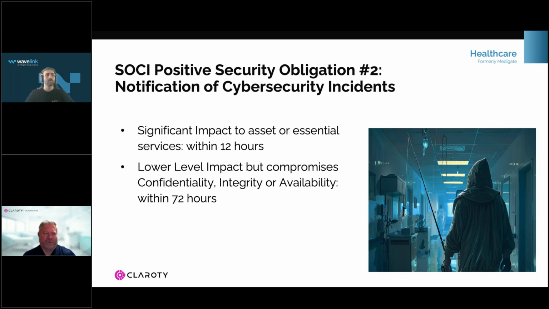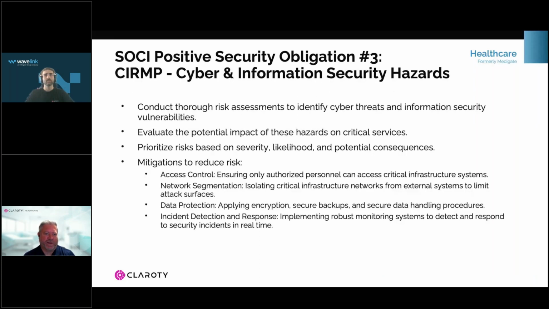And then the third part really is around cyber and information security hazards. So again, what do we do around looking at requirements around how do you evaluate the impact of hazards or services? So how do you potentially evaluate and identify the impact of an infusion pump, a different type of medical device being attacked as part of the process? What's the likelihood of that occurring? What are the potential consequences? So these are all things that we can actually do also as part of the discovery and context of those particular assets. And then what are the mitigations you have put in place to reduce that risk?